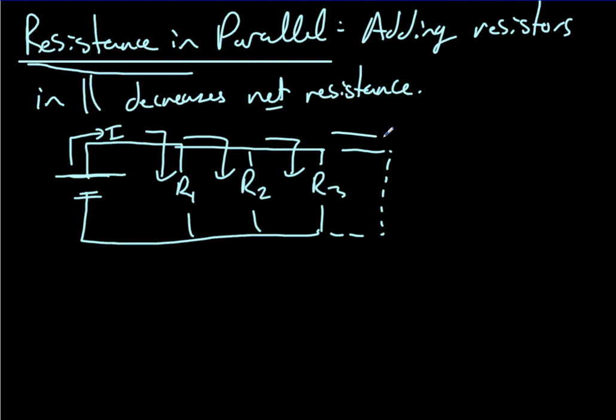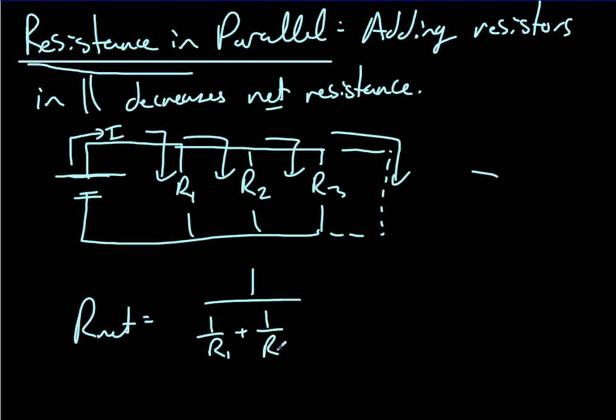We could continuously add forever and ever. Of course, at that point, the current becomes so high over here that your wire might get hot enough to start a fire. So there are rules about how many you can put in in-house wiring. But the net resistance of this works like this. Okay, so parallel resistors work like that.